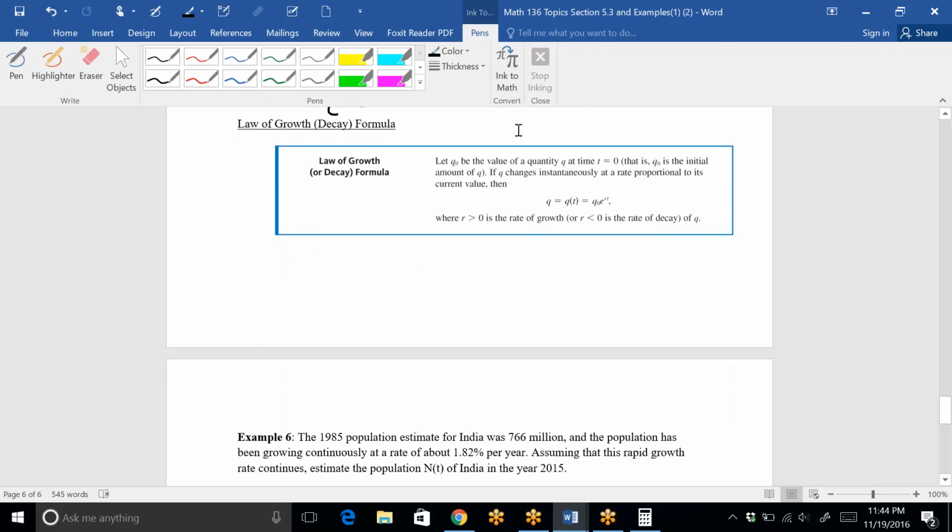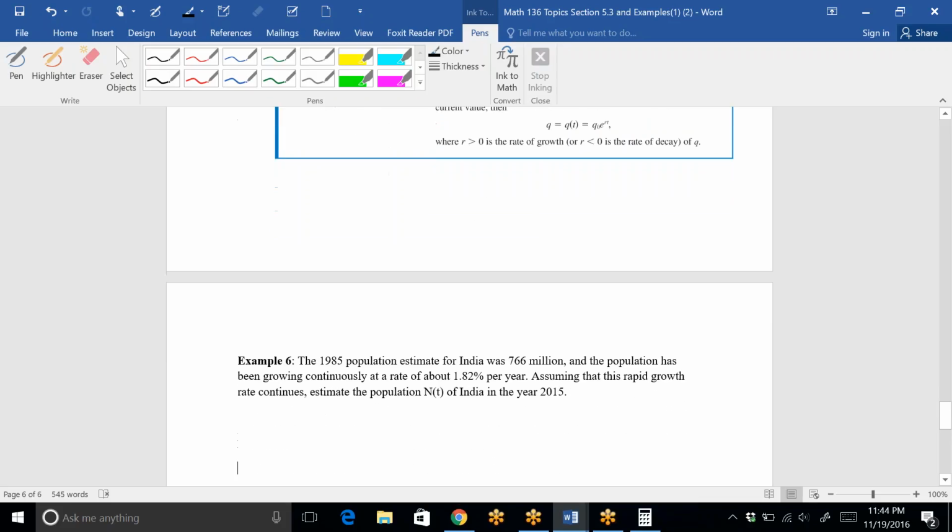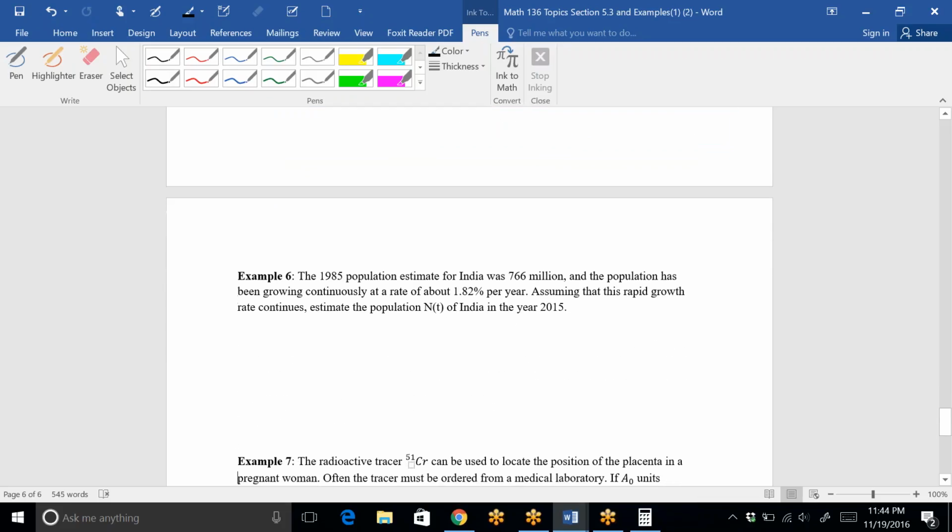Okay, this is the law of growth or decay formula. This helps us with some more radioactive stuff or half-lives. If you have an initial quantity and you have a unit of time, Q will change instantaneously at a rate proportional to its current value. If that's true, then your formula is your future value at some time is the initial times e to the rt. Essentially, they're using the PERT formula, but they're saying it's not just for money anymore. Population kind of follows this model a lot of times.